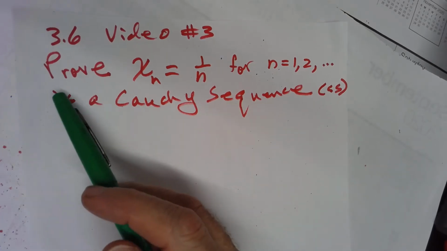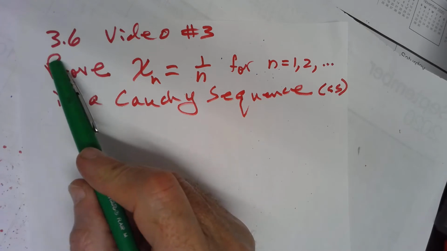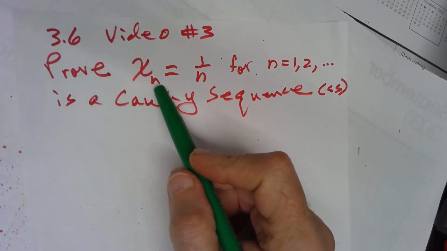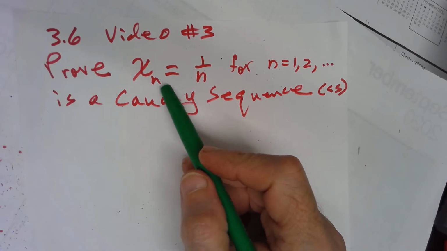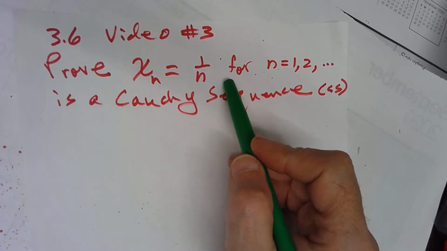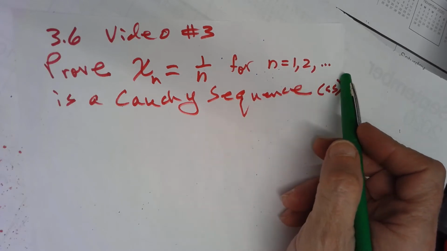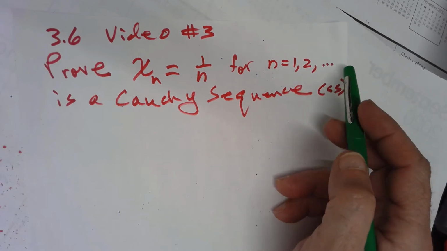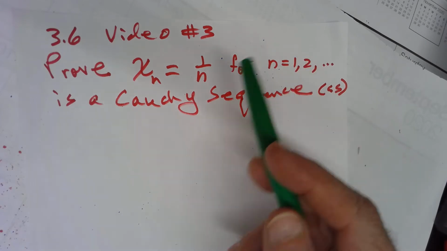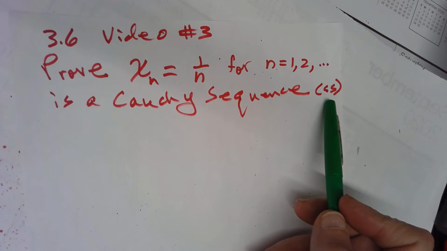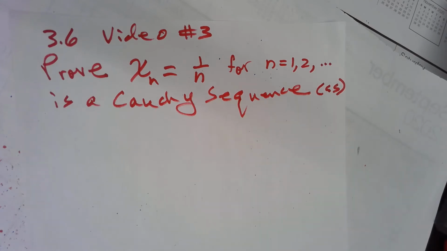Alright, this is another video for lesson 3.6, video number 3. We want to prove that our sequence x of n equals 1 over n, for n equaling 1, 2, and so on, infinite, is a Cauchy sequence, and we're going to abbreviate that CS.